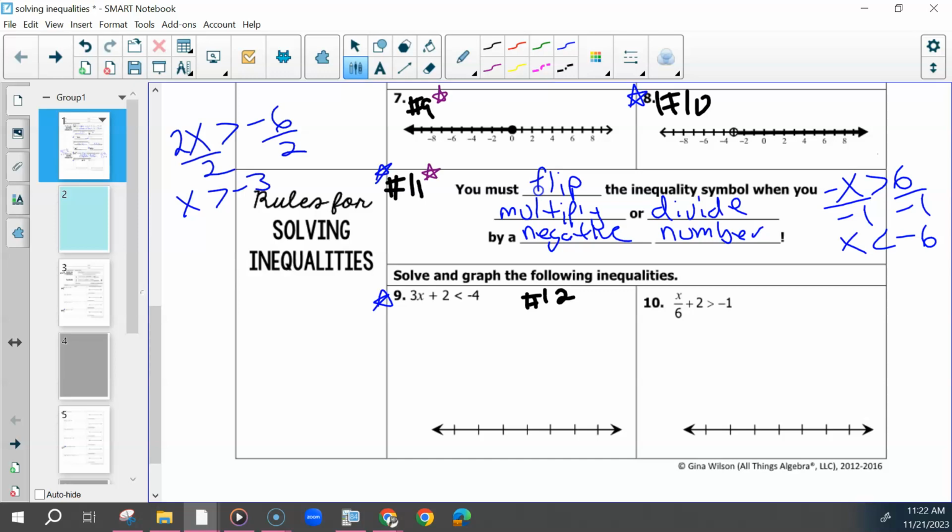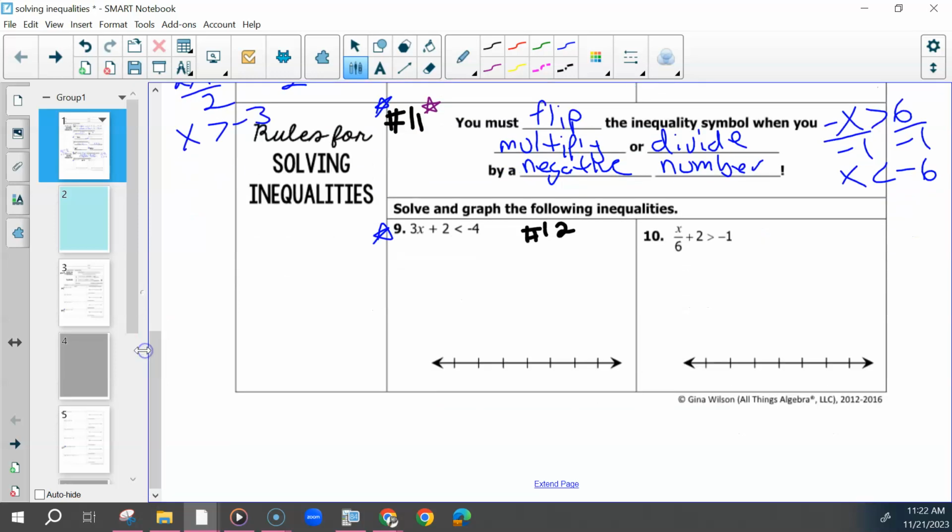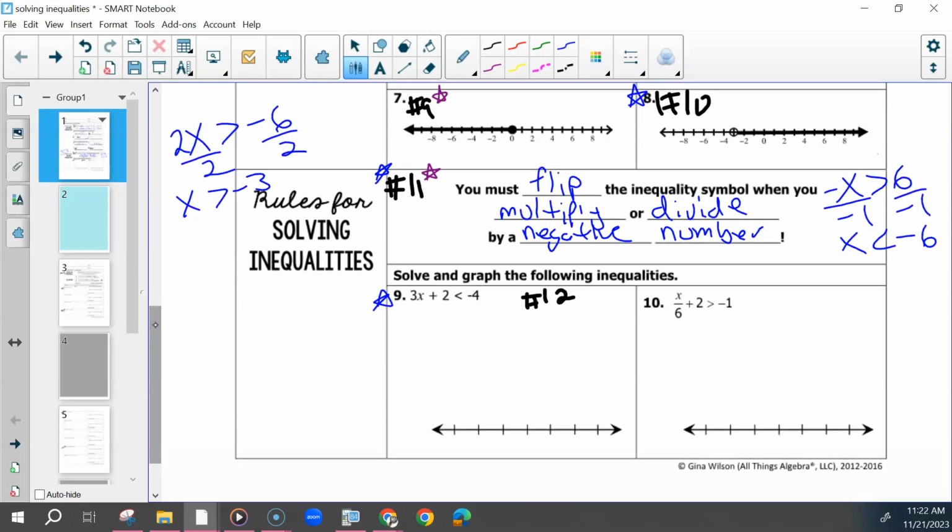All right, we're going to do some examples. These examples are very similar to regular equations. Solve them the exact same way. The only difference is they have inequalities.